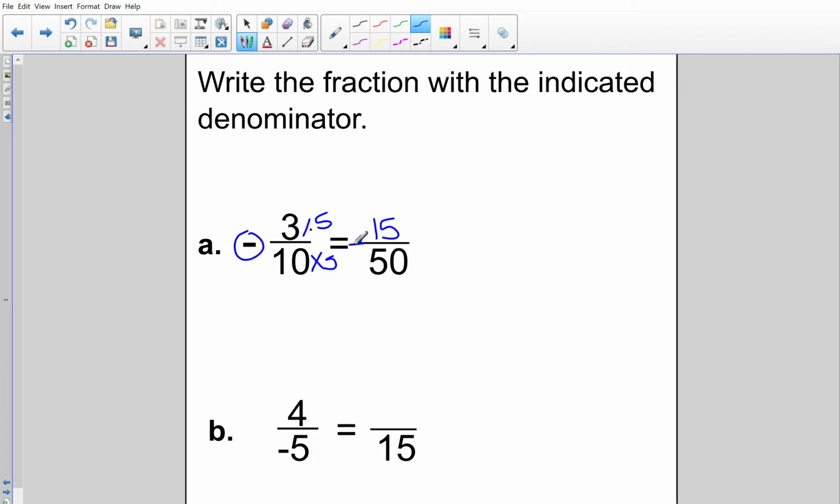Remember, negatives can be top, side, bottom. As long as they're there, then that's your negative for the fraction. Again, this is -4/5. It doesn't matter where the negative is. But 5 times 3, so 4 times 3 is going to give me 12. So this negative, again, can be anywhere as long as it creates a new negative fraction. They want them to be exactly the same signs as well as value.